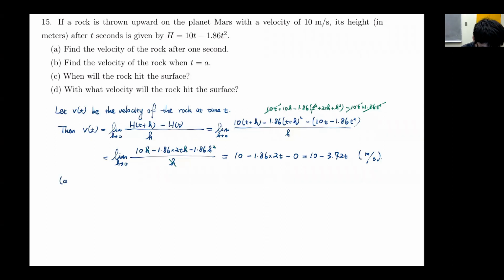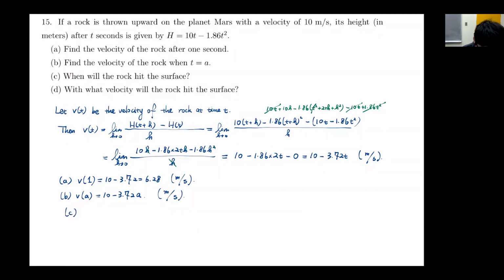Now to answer part A, all we need to figure out is v of 1. You plug in t equals 1, you get 10 minus 3.72, and the answer will be 6.28 meters per second. For part B, we are looking for the velocity at time a. So we just plug in t equals a, to get 10 minus 3.72 times a. That will be the answer for part B. Let's supplement the unit here.